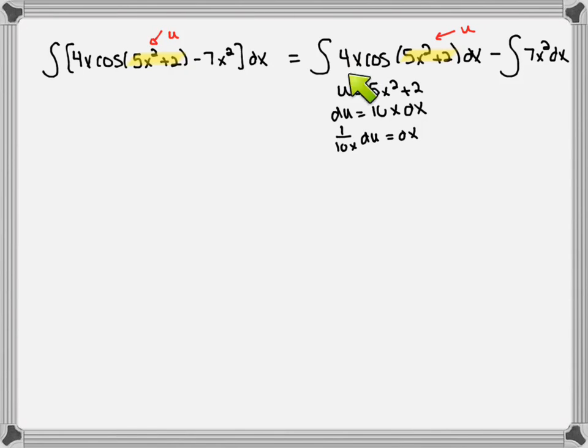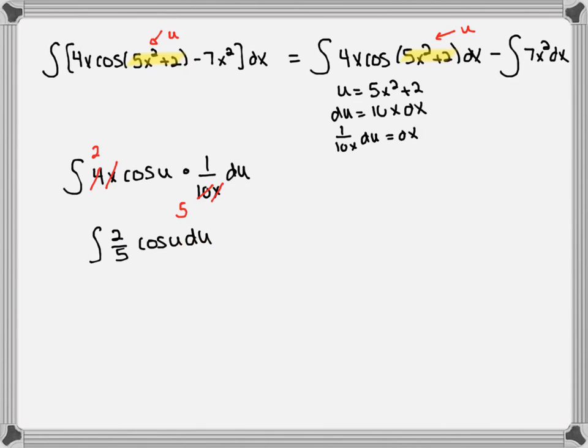So I'm going to go ahead and take the antiderivative of the first one first. So the 4x is going to stay by itself, or it's going to come down. I'm going to have cosine, and instead of 5x squared plus 2, I'm going to have u. And I'm going to go ahead and multiply it by the dx. So notice that my x's are going to cancel, and then the 4's and the 10's, I can reduce them to 2 and 5. So my new integral is going to be 2/5 cosine u du.